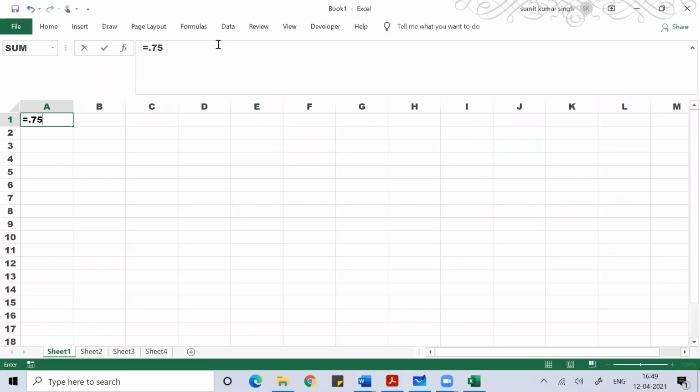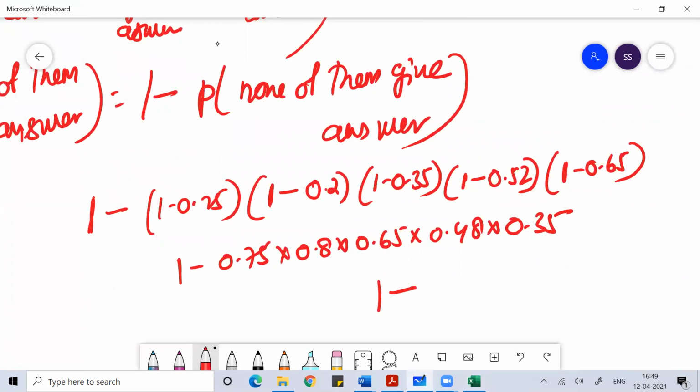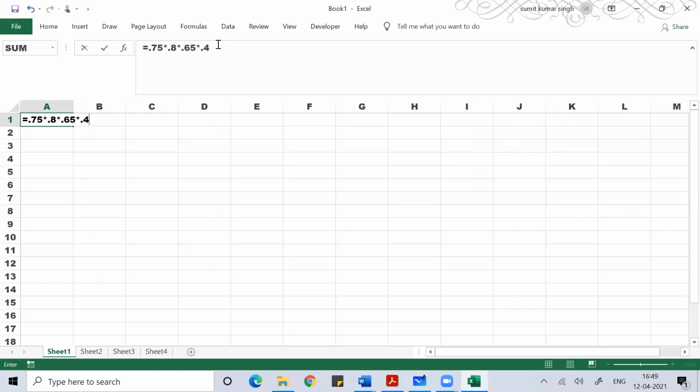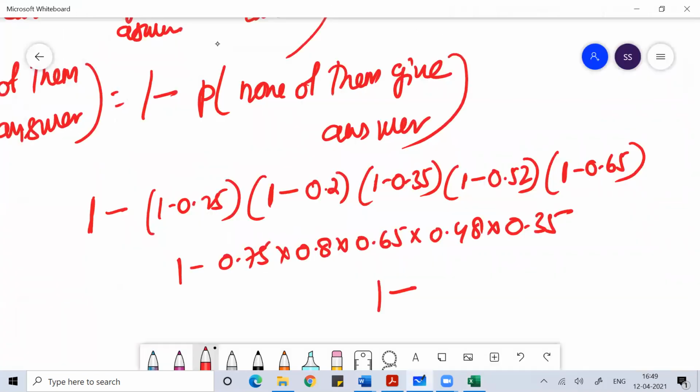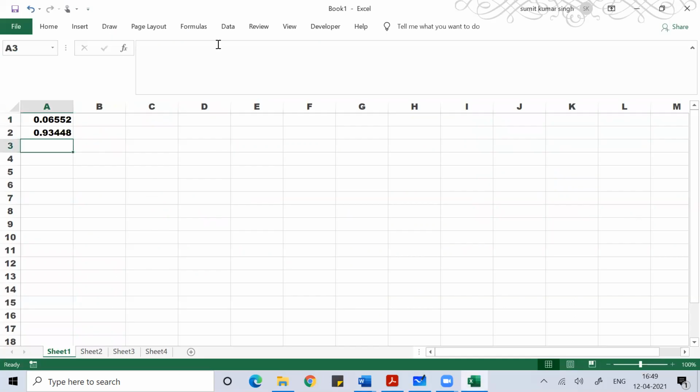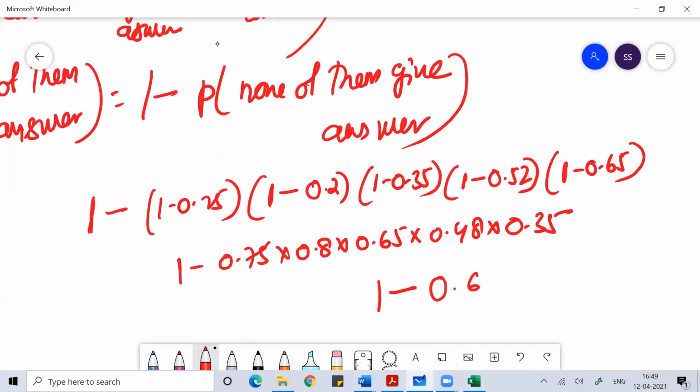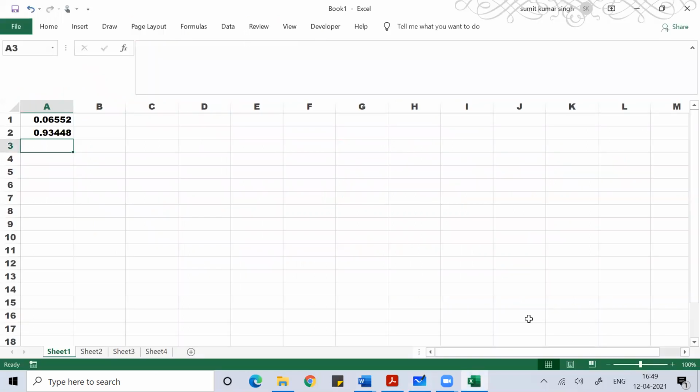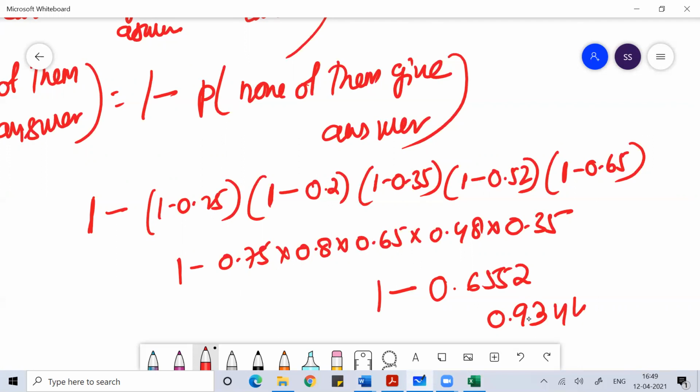0.75 into 0.8 into 0.65 into 0.48 into 0.35. So that is 1 minus 0.93448. So this is 0.06552. The answer is 0.06552. This is your problem.